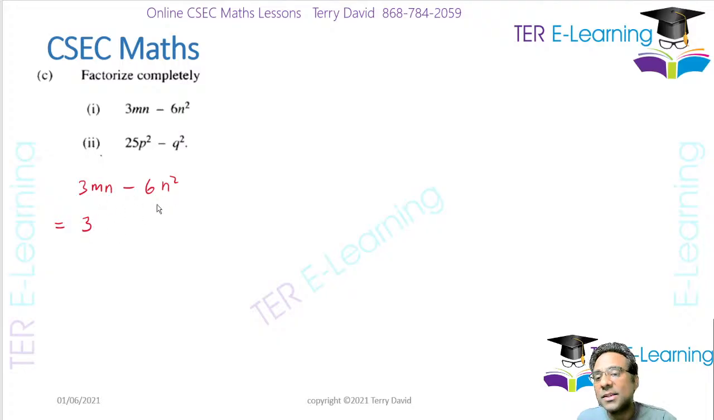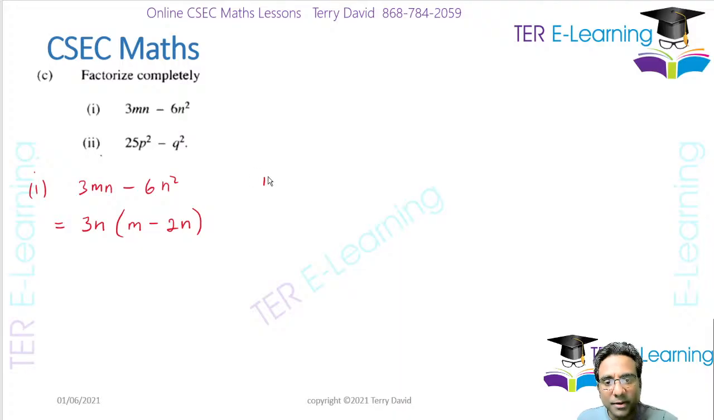You don't have an m that is common to both of them, but you do have an n that is common to both of them. So you can pull out n. Open brackets. It's going to be m minus 2 multiplied by an n here. So this here, that's it. That's all I can do to factorize that.